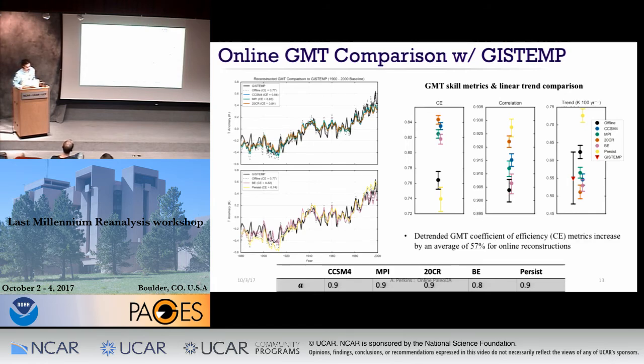If I detrend these and look at these skill metrics, on average, the coefficient of efficiency for the detrended global mean temperatures is about 57% better than the offline case for all the online LIM reconstructions. So that was a very interesting thing to see. And detrended GMT is more getting at the interannual, how well we're doing with interannual matching.